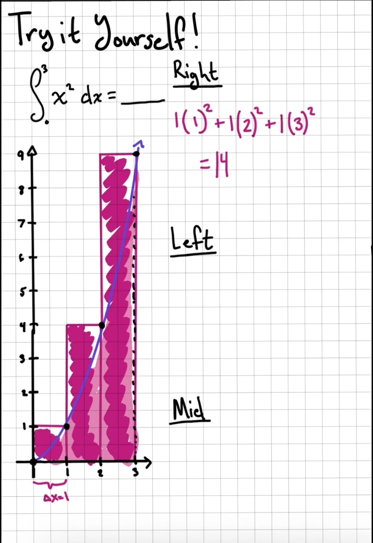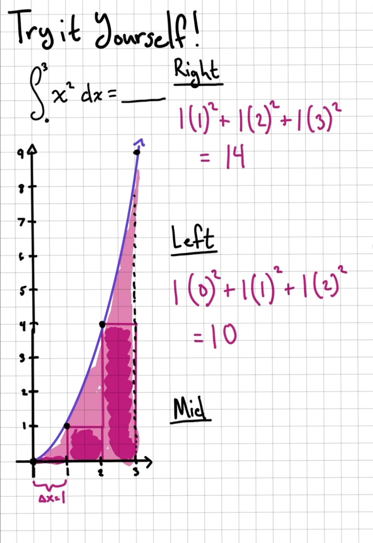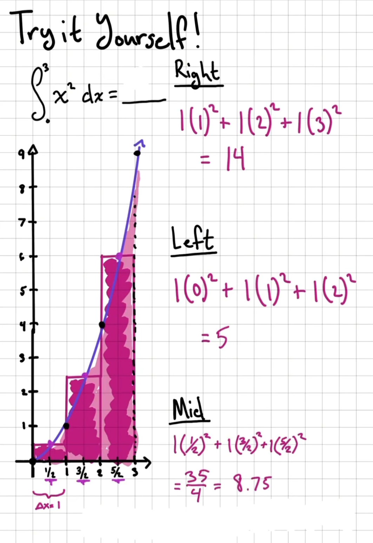Here's the solution for the right-hand sum. Here's the solution for the left-hand sum. Here's the solution for the midpoint sum. Now, if we take the average of the 3 methods, we get 9.25, which when compared to the actual answer of the integral, which is 9, that's a pretty good approximation.